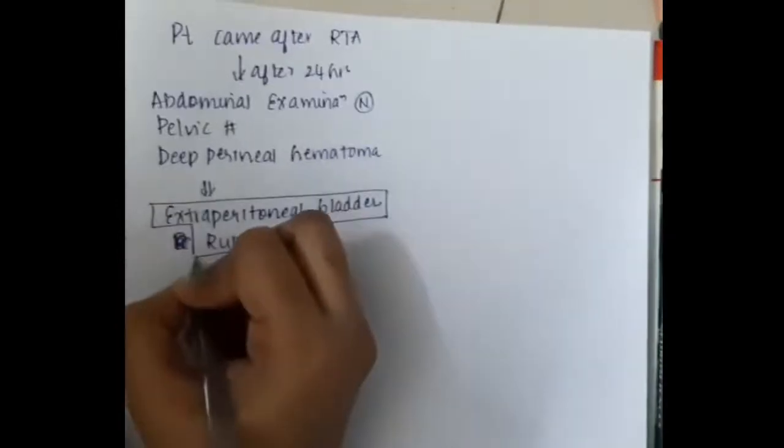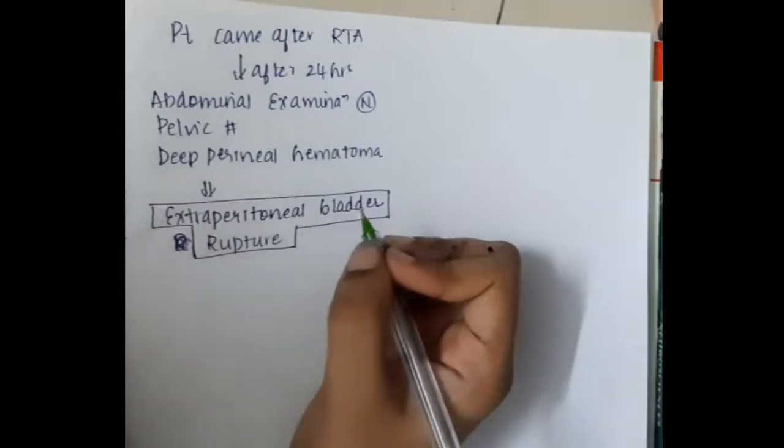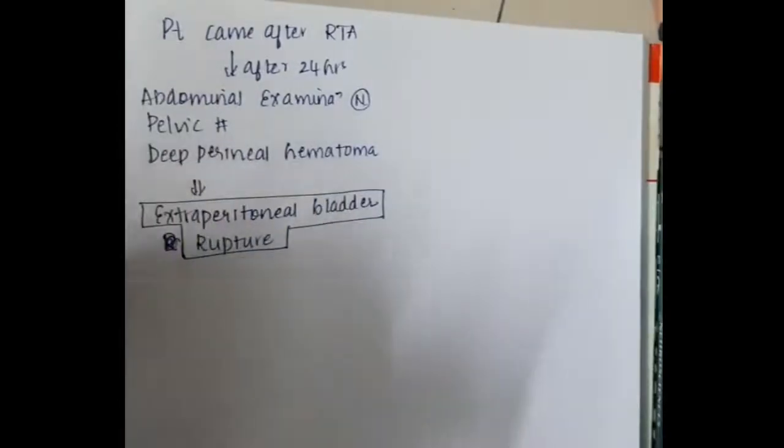The main signs here are pelvic fracture and presence of deep perineal hematoma. Both of these are associated with extraperitoneal bladder rupture. Then the second case scenario.